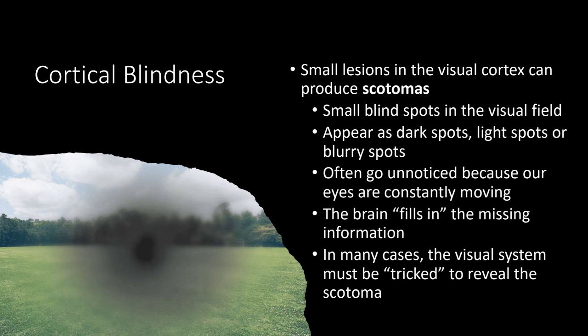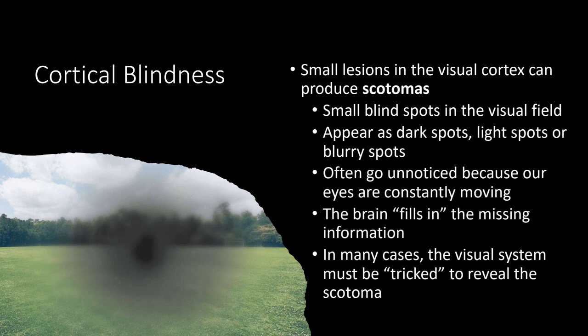There are some research or experimental techniques that can be used to essentially trick the visual system into revealing these scotomas. You can do this by placing objects entirely within the scotoma region of the person's visual field, without allowing the person to shift their gaze. And then you ask them what the object is. If they don't see an object, the researcher moves the object out of the scotoma so that it suddenly appears in that intact region of the visual field.